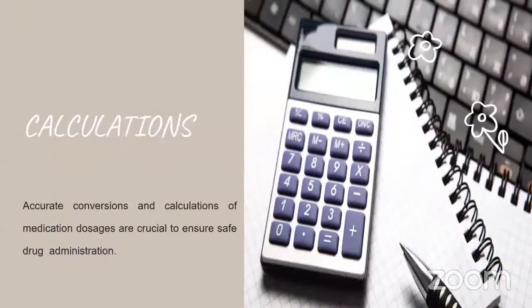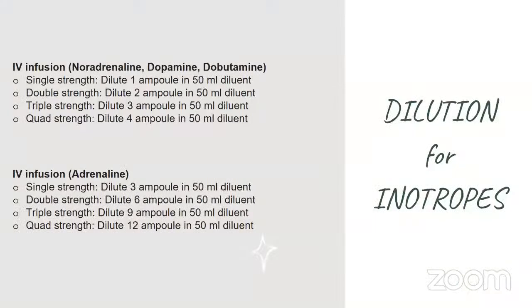ampoules or vials. Okay, let's talk about some specific dilutions that require calculation that are common in wards. First, there are inotropes, of course. So IVI of inotropes, mainly the common ones are noradrenaline, dopamine, dobutamine, and adrenaline. If the doctors order single strength, it's dilute 1 ampoule in 50 ml of diluent. Double strength, it's 2 ampoules in 50 ml of diluent, and so on. However, for adrenaline, it's kind of different. A single strength means that you have to break 3 ampoules in 50 ml of diluent. So double strength will be double of that, and so on.